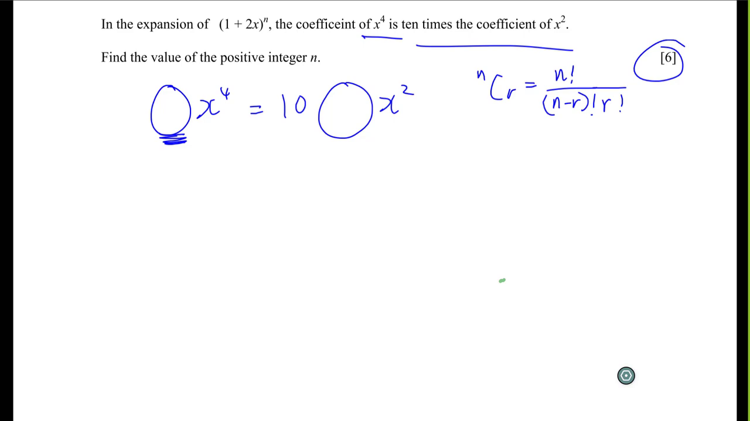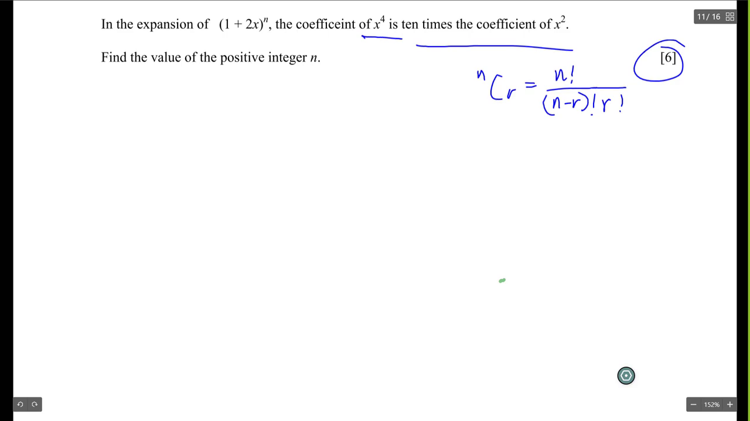So you shouldn't write x^4 and x squared here, but I just want to show you the pattern. I will take the coefficient, meaning the number in front of the x power of 4 and x squared. So right now, our main objective for this question is to find the coefficient of x^4 and the coefficient of x squared. Alright, so I have (1 + 2x)^n.